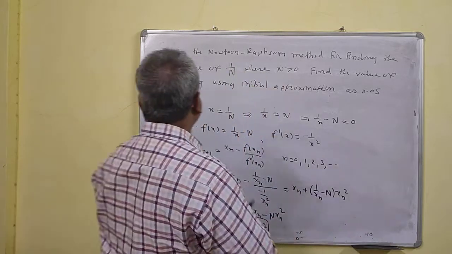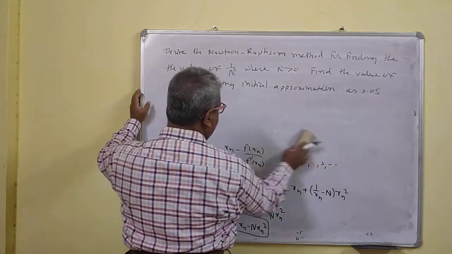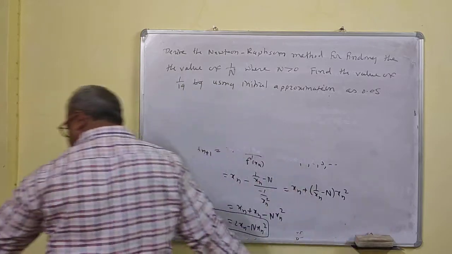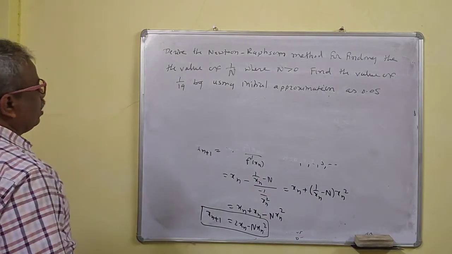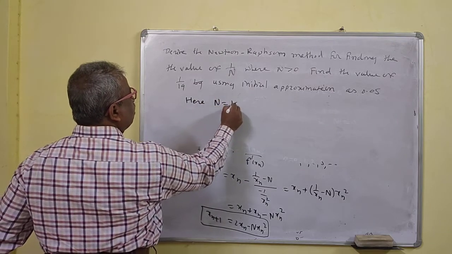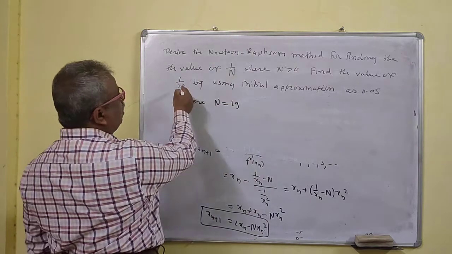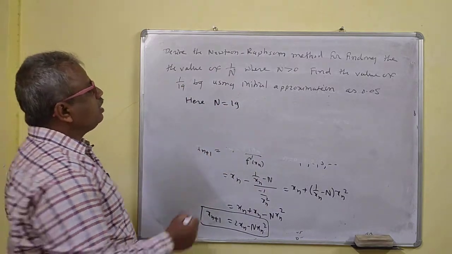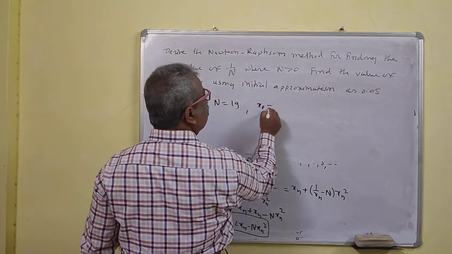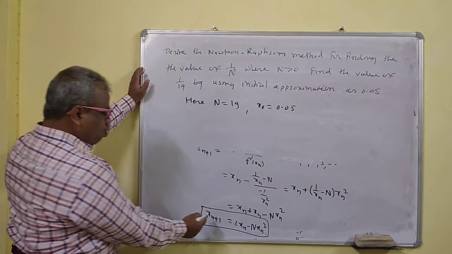Okay. Now what do you want here? You want the reciprocal of 1 by 19. That means here capital N is equal to 19. So your 1 by N, capital N is 19, and your x naught is 0.05. So you want x1 now.